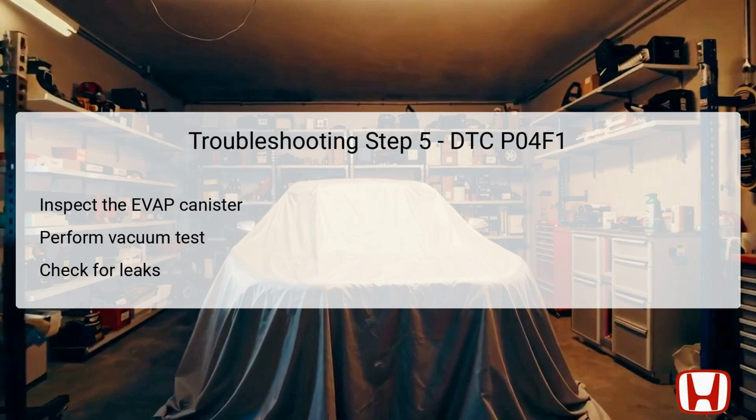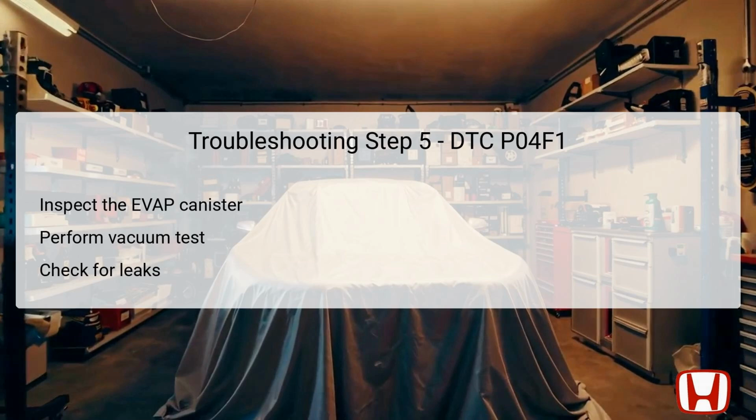The fifth step in the troubleshooting guide is to perform a thorough inspection of the EVAP canister itself. Since the canister is responsible for storing fuel vapors and its integrity is crucial to the functioning of the EVAP system, any problems here will directly impact purge flow.